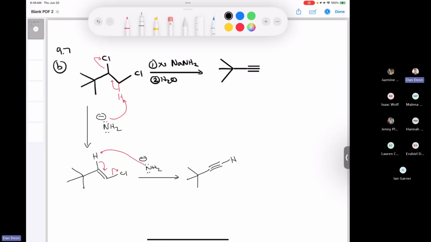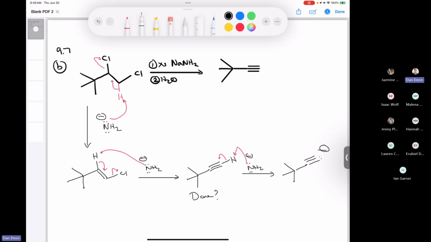But are we done? We'll put here, done. And the answer is no. Why? Because we have excess sodium amide. And so, I'll draw it like this. We have excess sodium amide. So a third amide ion, which is our base, is going to come along and pull off this proton. And we are going to have the alkanide ion like that.